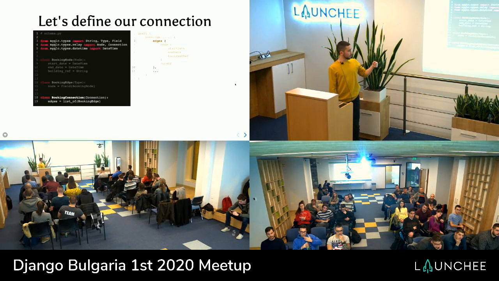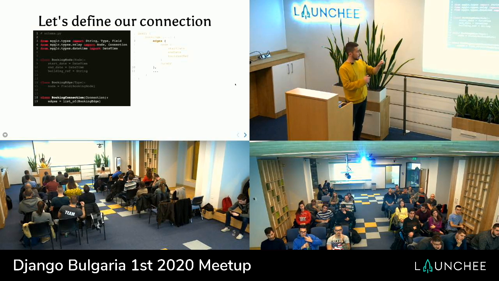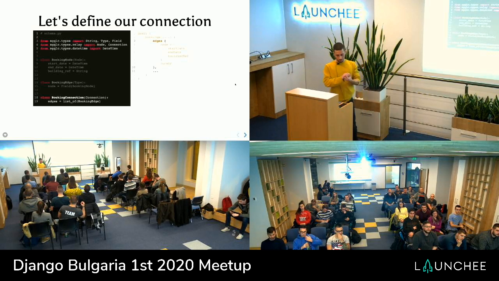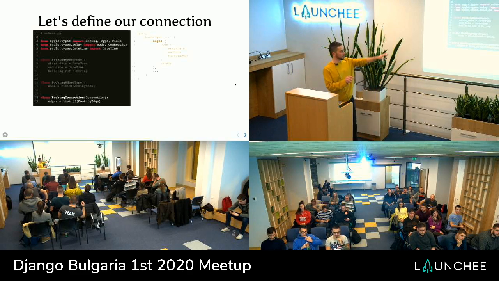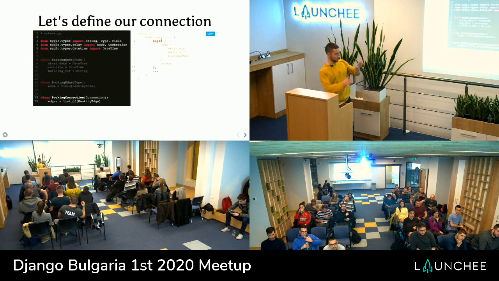What the connection is about is that we say, okay, we have nodes which are related to the query with some edges, which are these red lines that I showed you. And we have the connection between all of it, and we say, okay, edges are a list of booking edges. List of, again, is the representation of the list data structure. It also comes from types, but I haven't imported it because I didn't have enough space. But it comes from types also. It's basically the representation of the list.